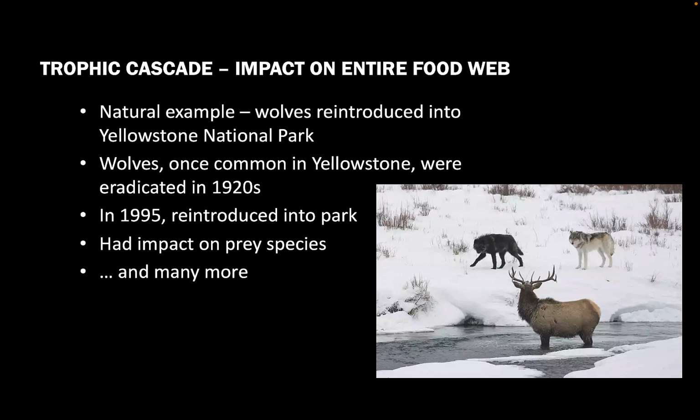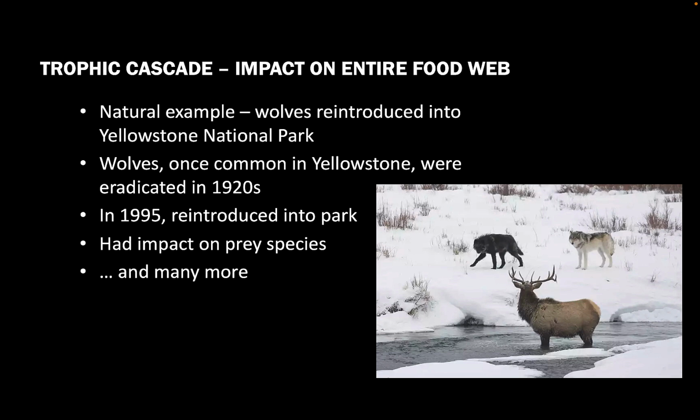So what I want to talk about as a concept now is trophic cascades, and this is where you have this cascading impact on a food web. So this now we're going to not talk about an invasive species, but we're going to talk about a native species that was reintroduced. And this is Yellowstone National Park and the gray wolves of Yellowstone National Park.